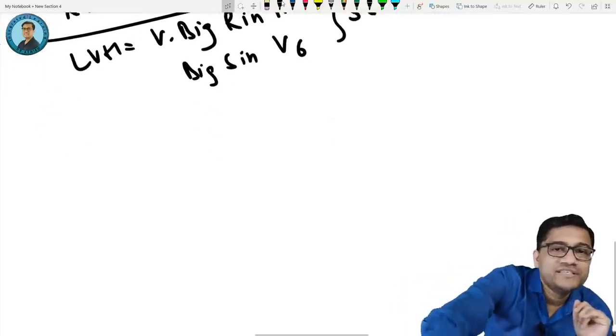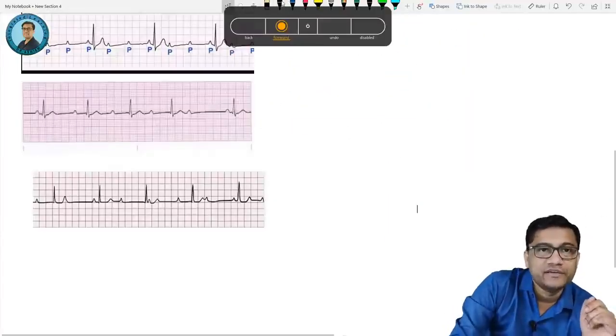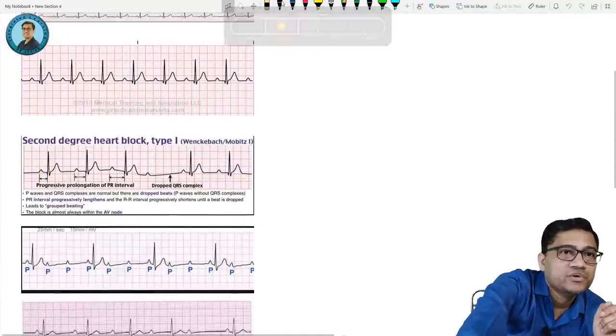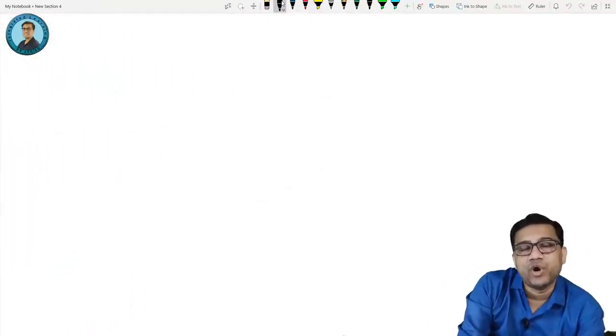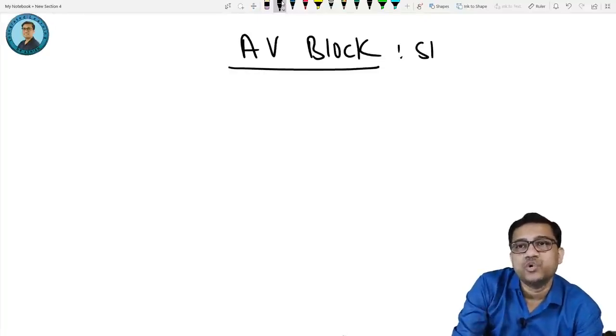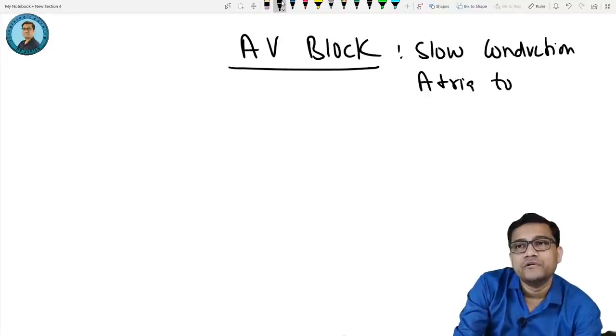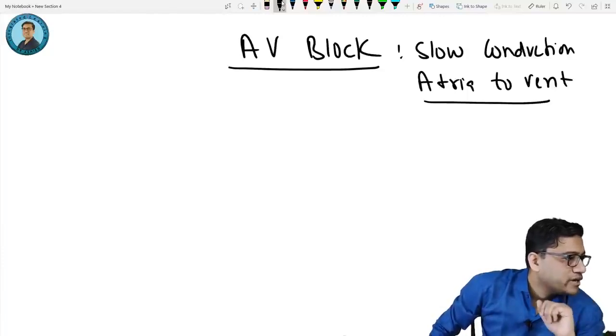So now we see something about the conduction blocks. That is something very, very important. So let me explain it to you. First we'll discuss the blocks. First is AV block. So what happens? There is a slow conduction from atria to ventricle.